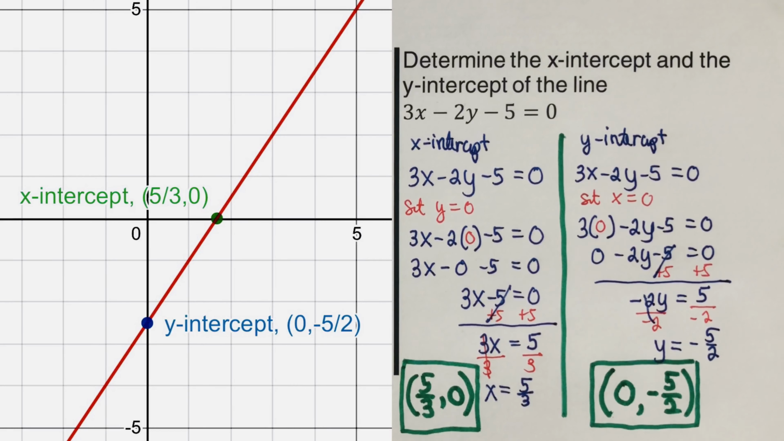On the left side, you will see the graph of the line 3x minus 2y minus 5 equals 0. And if we look at the graph, we can see that the line is crossing the x-axis at 5/3, or if we round it off, at about 1.67, 0, and it's crossing the y-axis at 0, negative 5/2, or 0 and negative 2.5 if we change that to decimal. That's it.